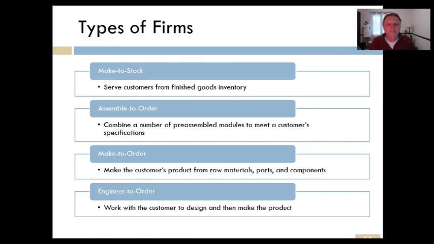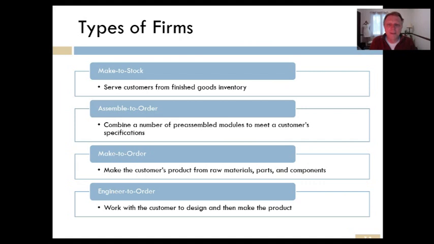Okay, let's talk about manufacturing processes first. There are different types of businesses that use different types of manufacturing processes. For example, there's make to stock, assemble to order, make to order, and then engineer to order. And let me just give you a quick sample of each of these.